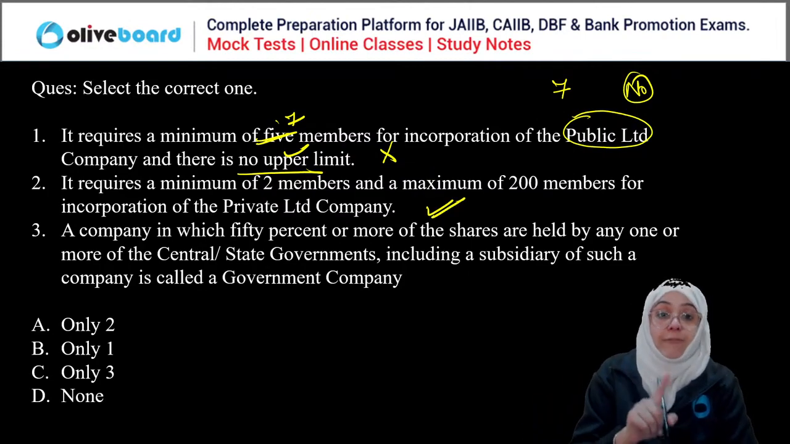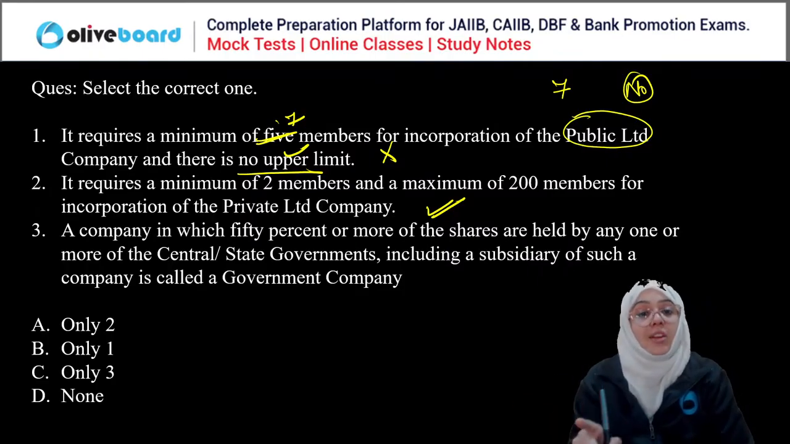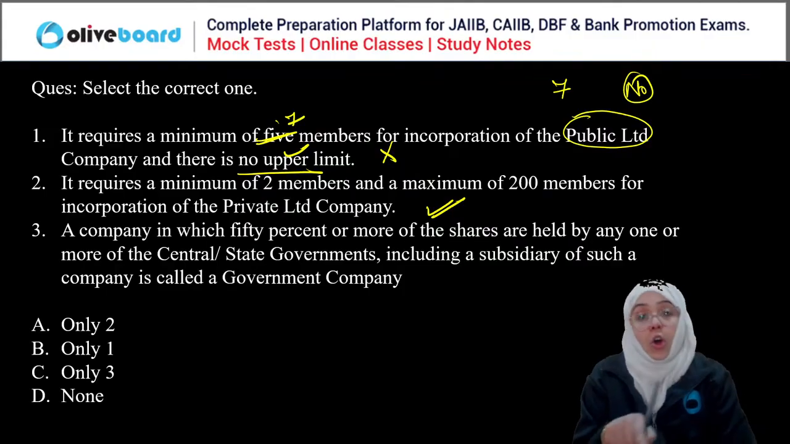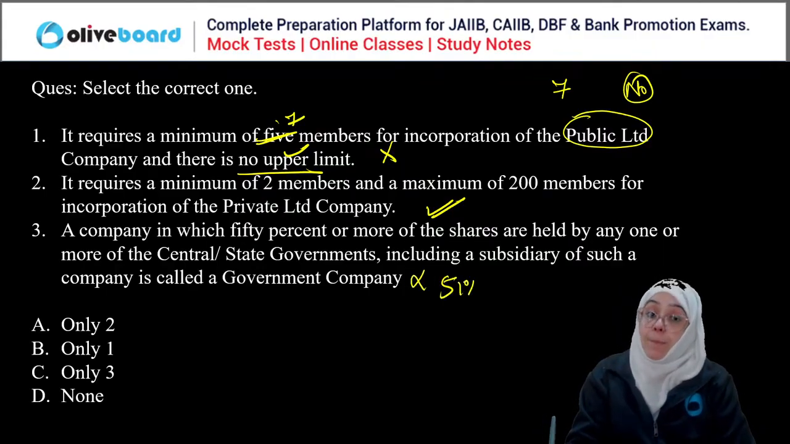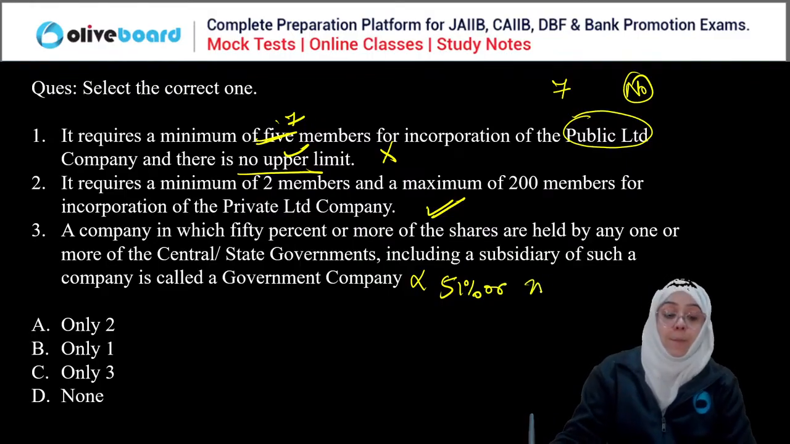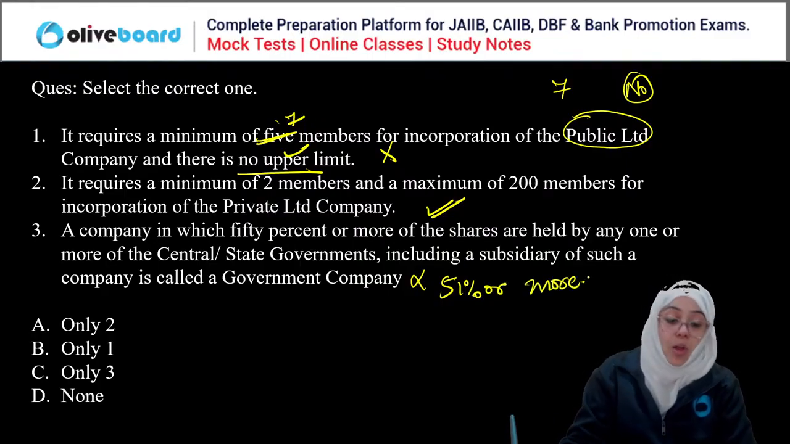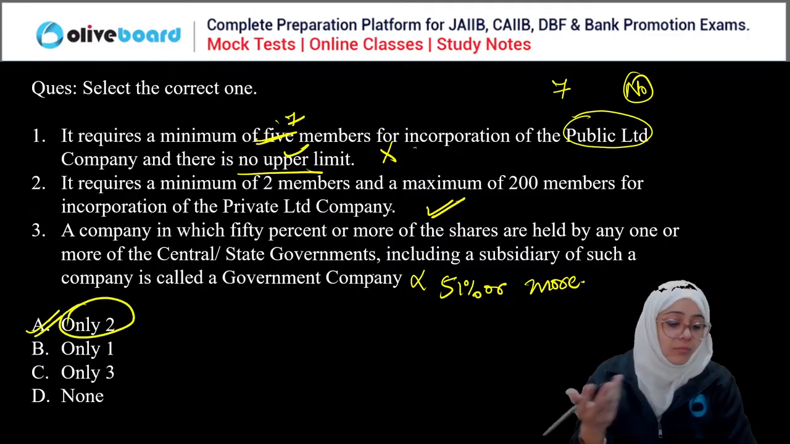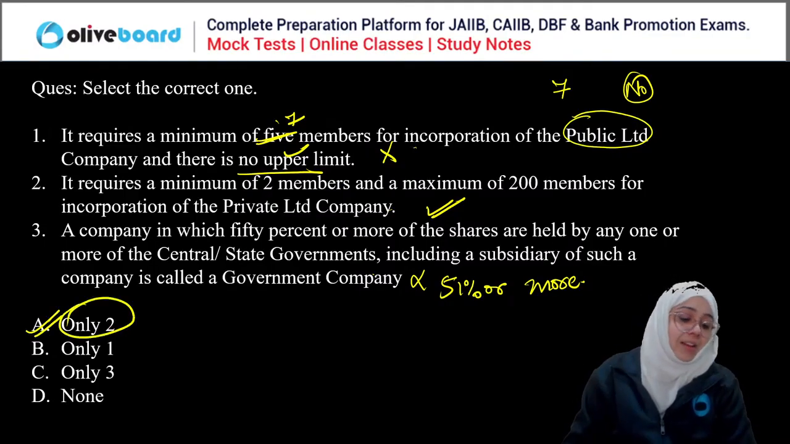A company where 50% or more shares are in the hand of central or state government. Not 50%, it is actually 51% or more. So it is wrong. The first is wrong, the third is wrong. Only the second is correct. So A is the correct answer here.